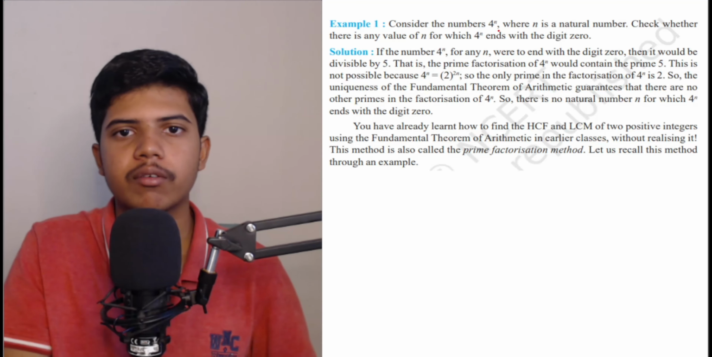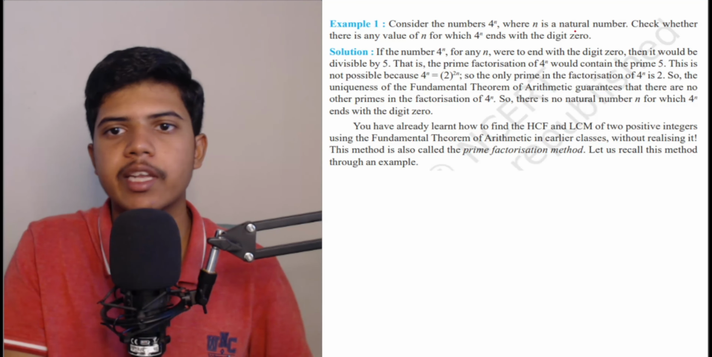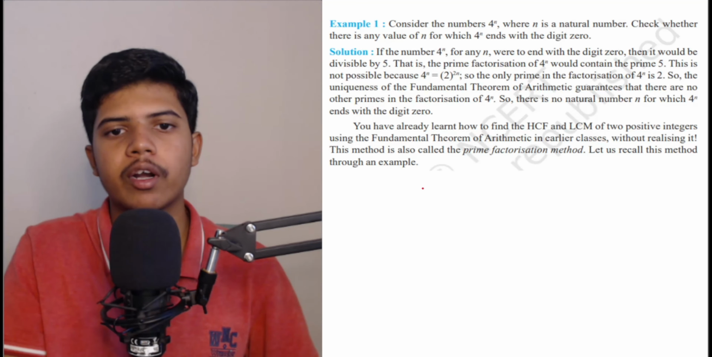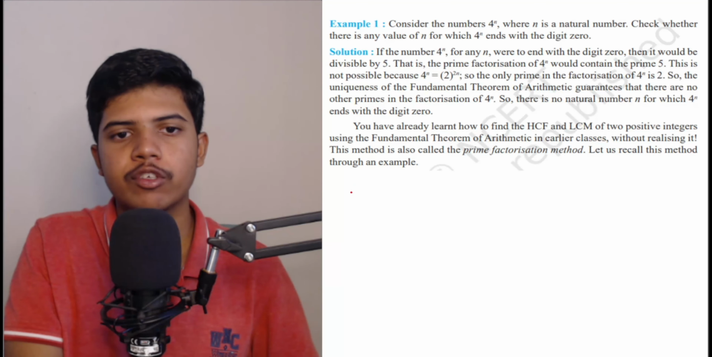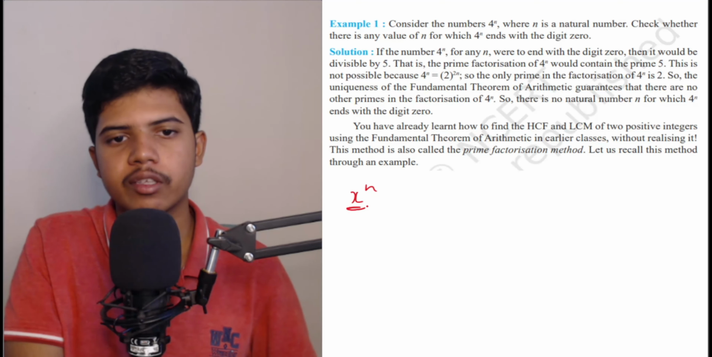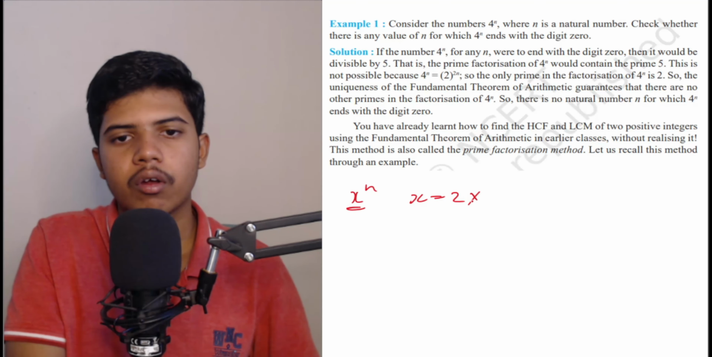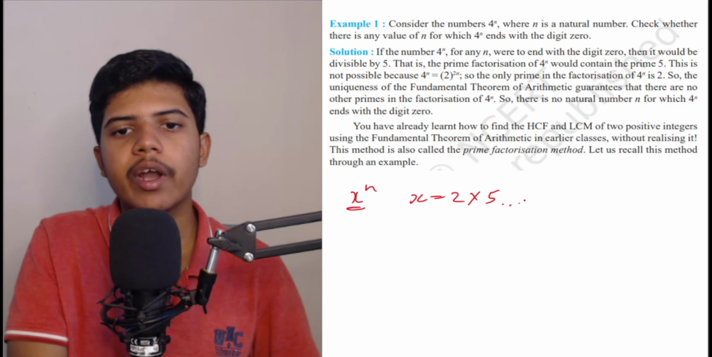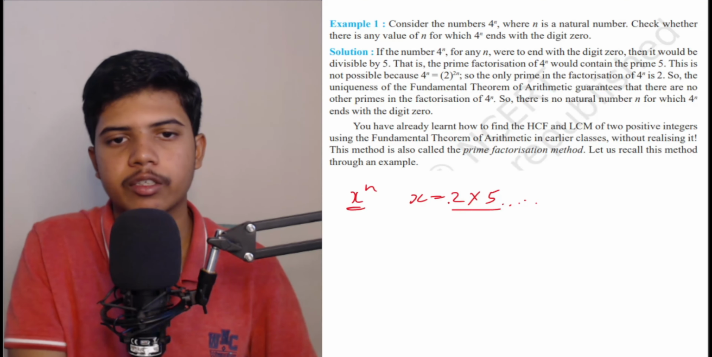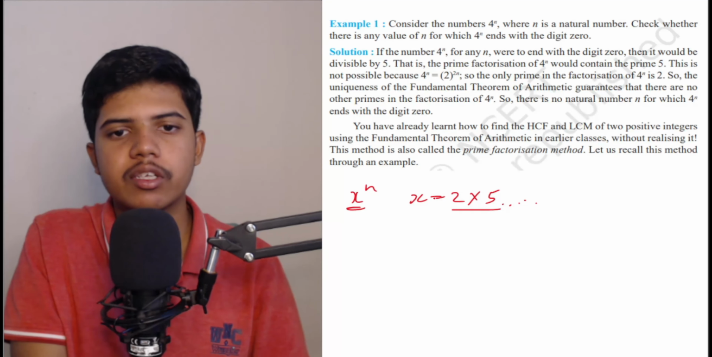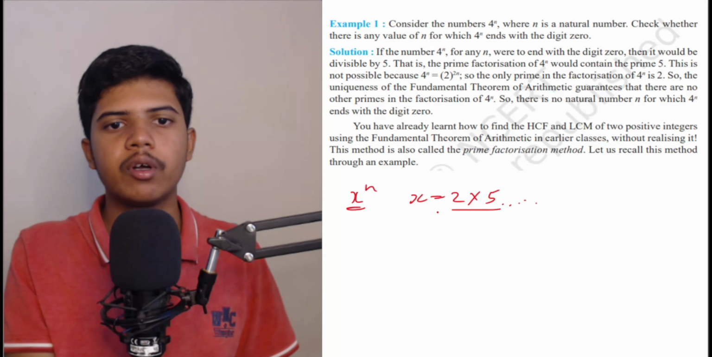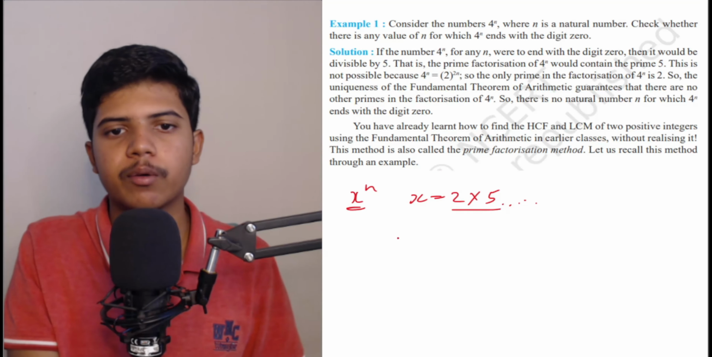Consider the numbers 4 to the power n, where n is a natural number. Check whether there is any value of n for which 4 to the power n ends with the digit 0. Now suppose x to the power n ends with the digit 0. Then this is the condition: x should have minimum 2 and 5 as prime factors. This is a minimal requirement to be met for any of its powers to end with 0.